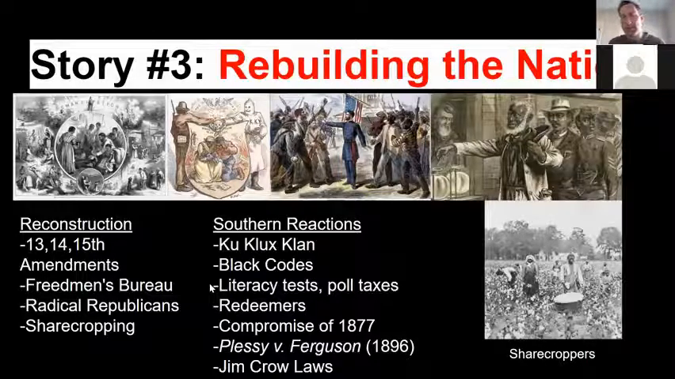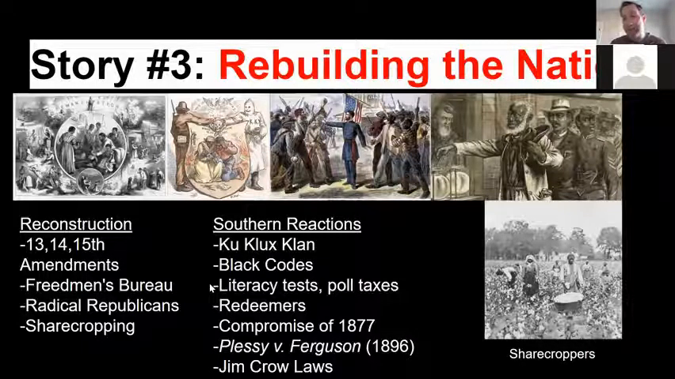We see the rise of violent groups that attempt to keep African Americans from exercising their rights. One of the best examples of that is the KKK, or Ku Klux Klan, which was made up at first of ex-Confederate soldiers. And then there's an attempt to strip African Americans of their political rights. By 1877, as Reconstruction comes to an end, the North pulls out of the South, and the South begins to gain back control over their own laws and their own rules.